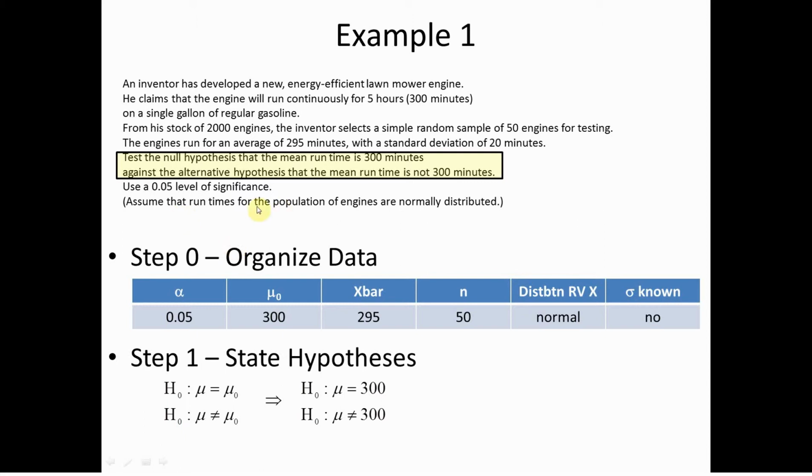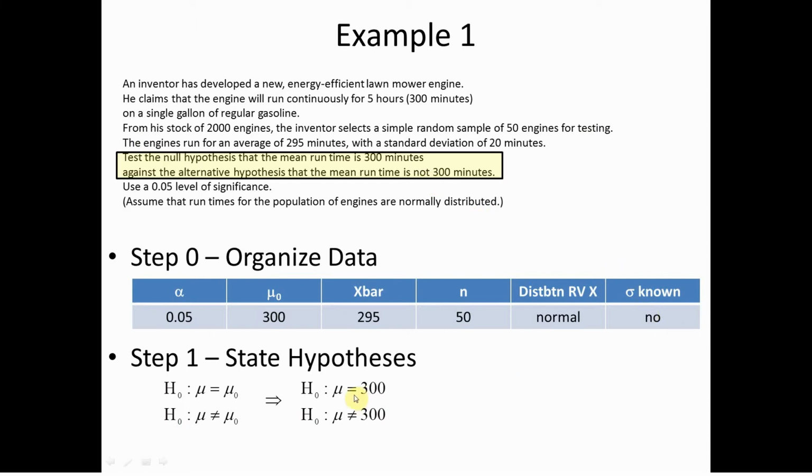We're assuming that the run times are normally distributed. Okay, so the distribution for X is normal. And we don't know our population standard deviation. Notice this standard deviation comes from the sample. We ran the engines and the standard deviation from that sample was 20.